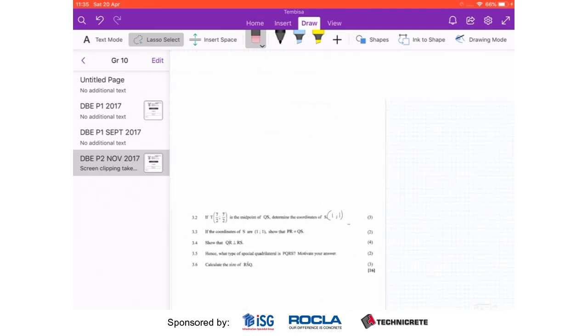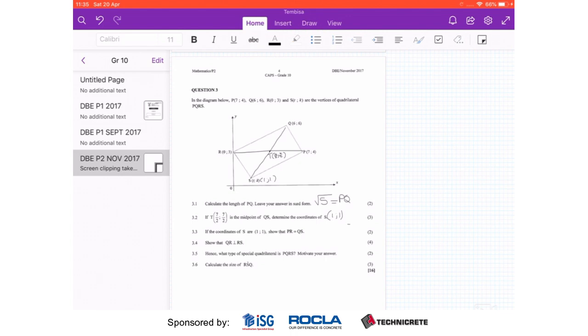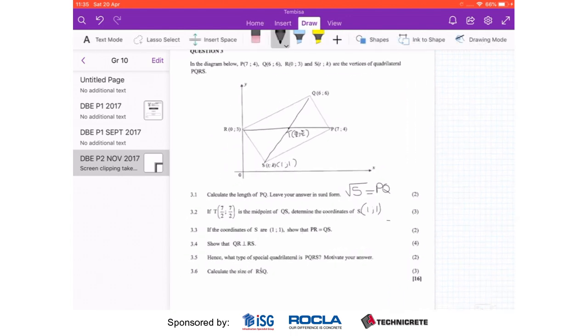Let's look at our next one. So we've been going through quite a lot very quickly. The next one says, and it's very nice that they did this: they tell you that if the coordinates of S are (1, 1), to ensure that you don't lose further marks even if you didn't get the correct value, show that PR is equal to QS.